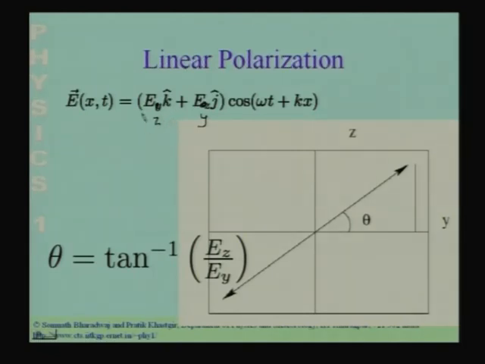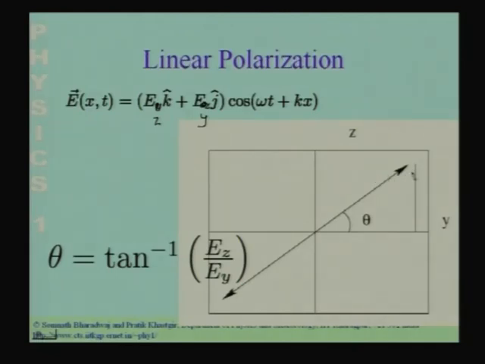And the magnitudes of Ez and Ey are different because the magnitude of the current being fed into the two dipoles is different, but the phase is the same. So, I have the same factor cos omega t plus kx multiplying both the y component and the z component of the electric field. So, the electric field at that point can be written like this. Now, if I fix the value of x again, so that kx is a multiple of 2 pi, I can ignore this term. So, we have this factor Ez into k plus Ey into j multiplying cos omega t. So, when cos omega t is 1, I have the electric field vector, its y component is Ey, its z component is Ez.